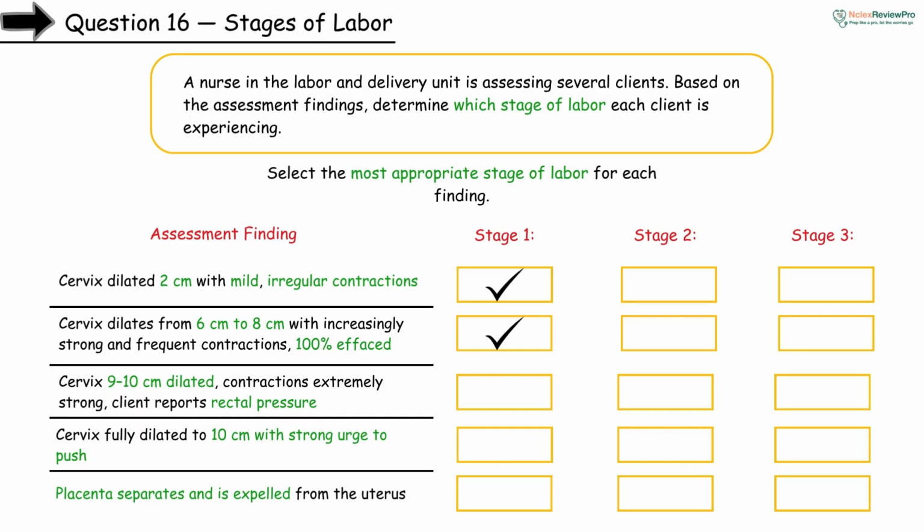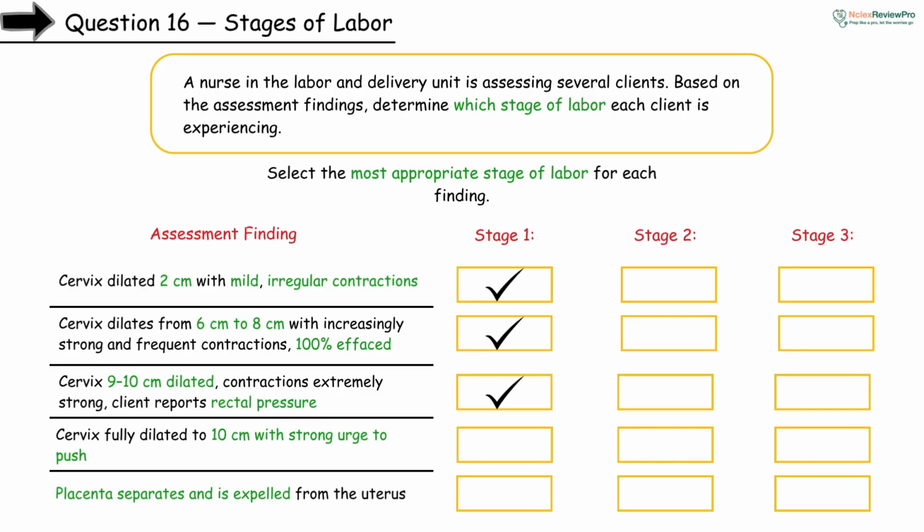Cervix 9 to 10 centimeters dilated, contractions extremely strong, client reports rectal pressure. This is also stage 1, but now we are in the transition phase. This is the most intense part of stage 1. The key clue here is rectal pressure, which students often confuse with pushing.